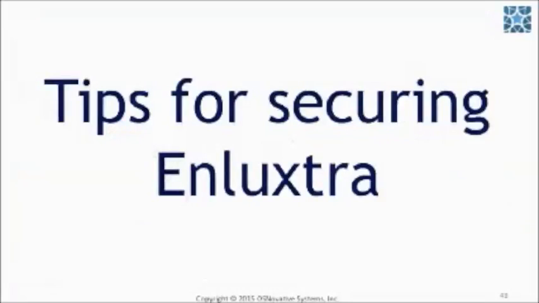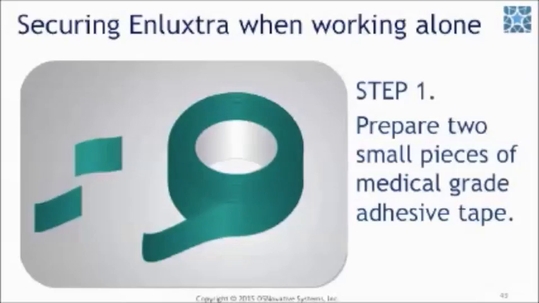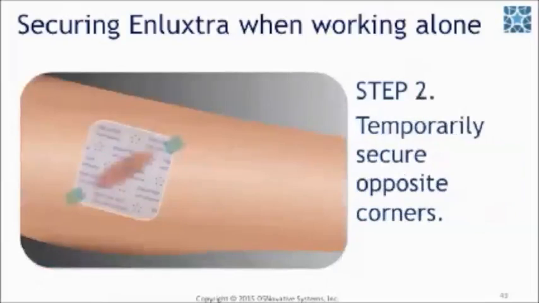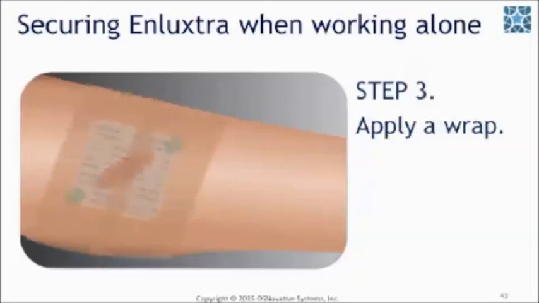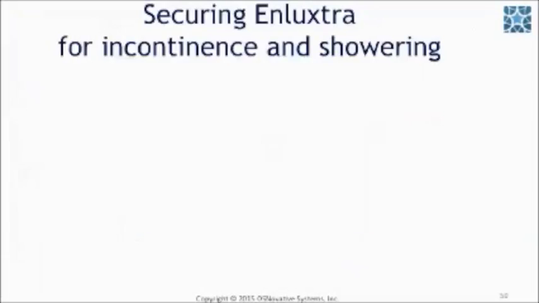When applying Enluxtra alone, when you only have 2 hands to work with, use this simple technique to make the process fast and easy. First, prepare 2 small pieces of medical-grade adhesive tape. Then, temporarily secure opposite corners of the dressing to hold it in place and prevent it from sliding off. Now, apply a wrap.